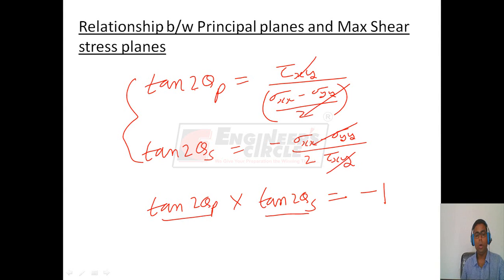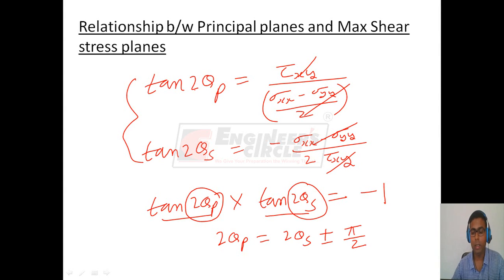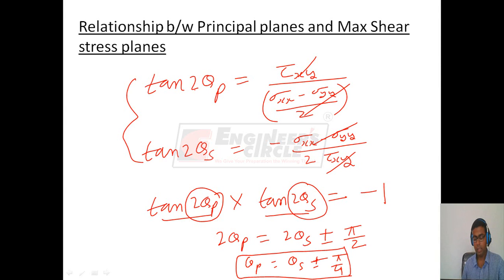Now if the product of the tan of two angles is minus 1, then these two angles are perpendicular to each other. That is, we can write 2 theta p equal to 2 theta s plus minus pi by 2. So we get theta p equal to theta s plus minus pi by 4. Therefore we can say that the principal plane, that is theta p, and the shear stress plane, that is theta s, make an angle of 45 degrees with each other.